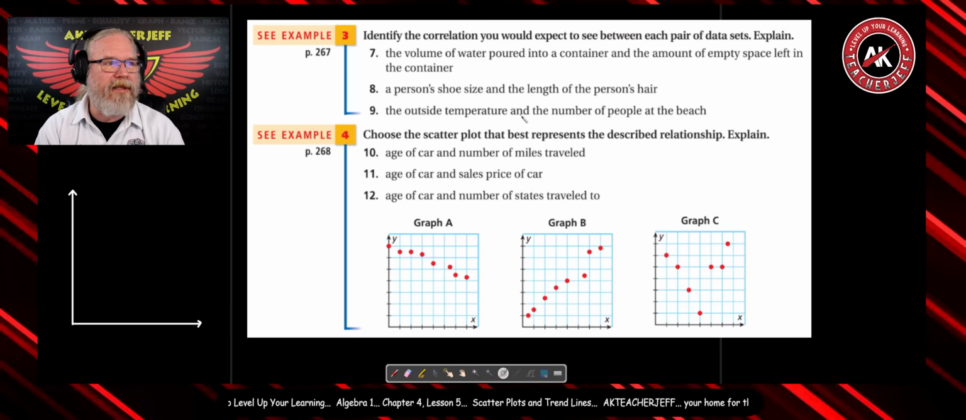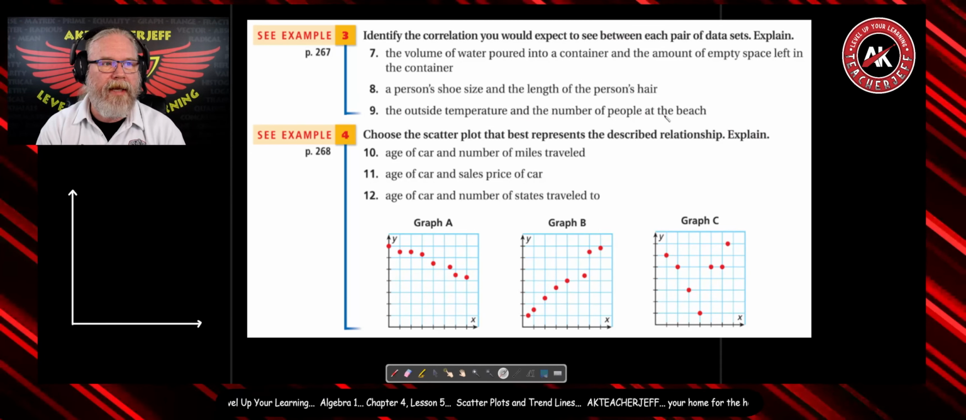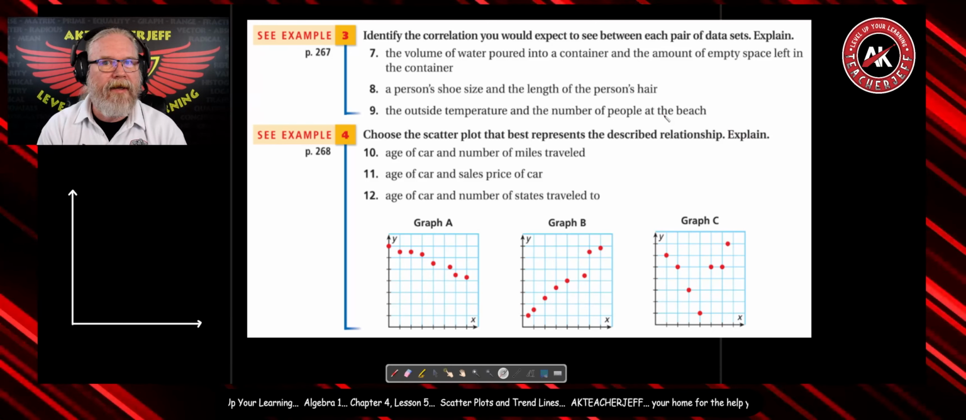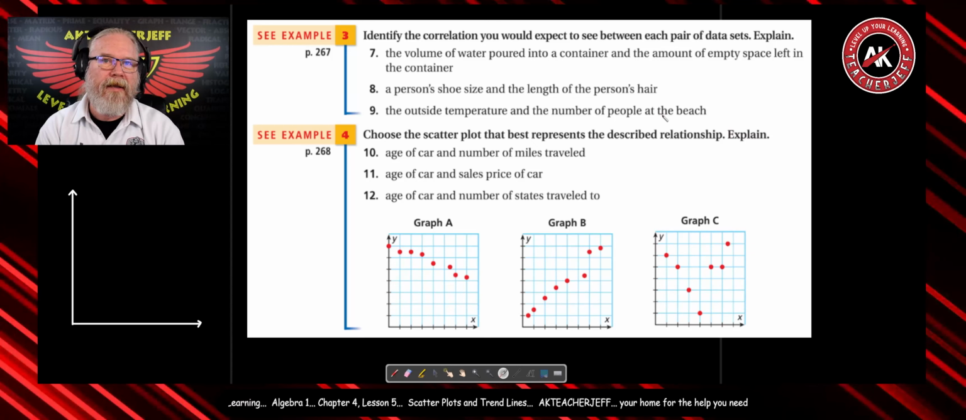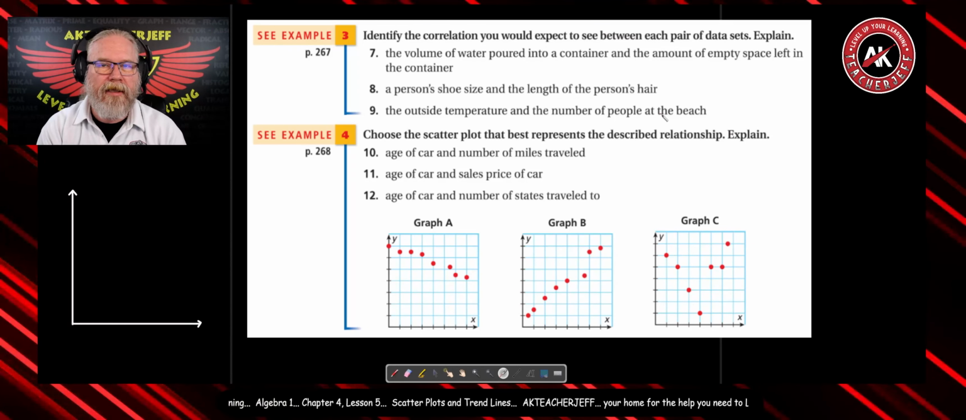And number 9, the outside temperature and the number of people at the beach. Well, the hotter it gets, the more people show up. So as the temperature increases, the number of people at the beach increases.